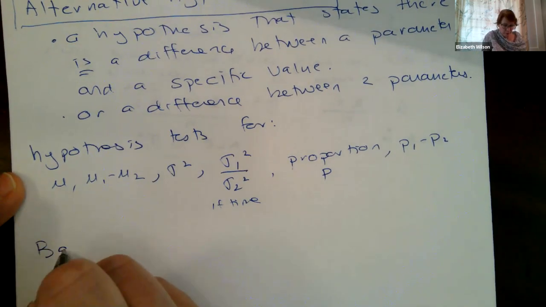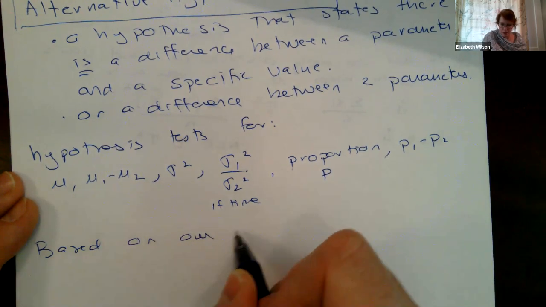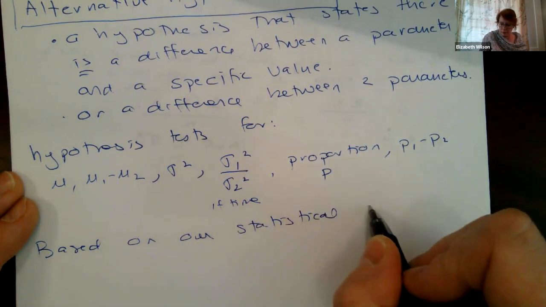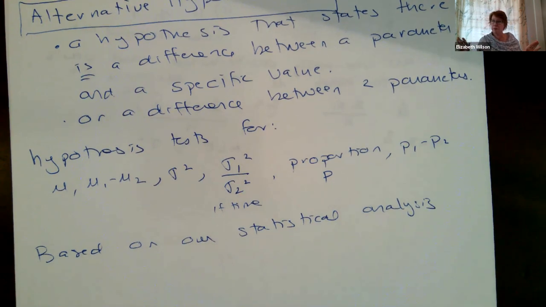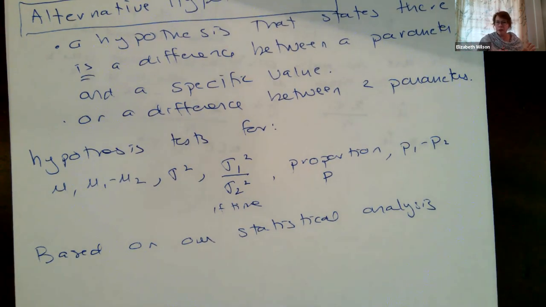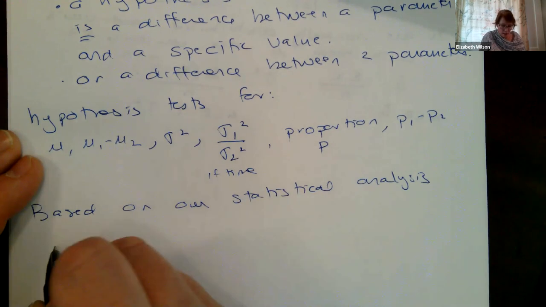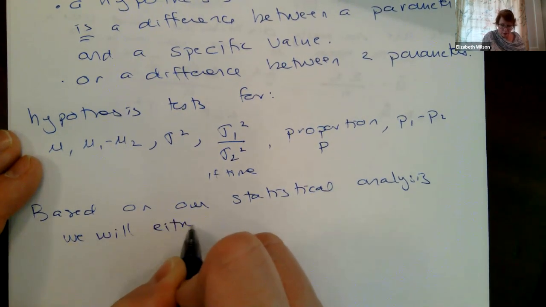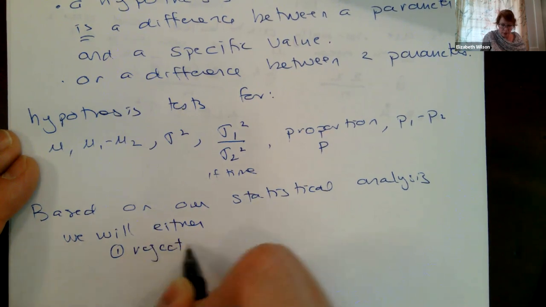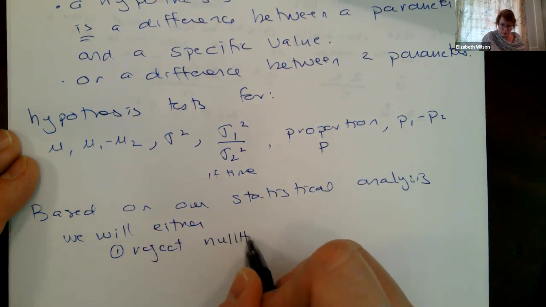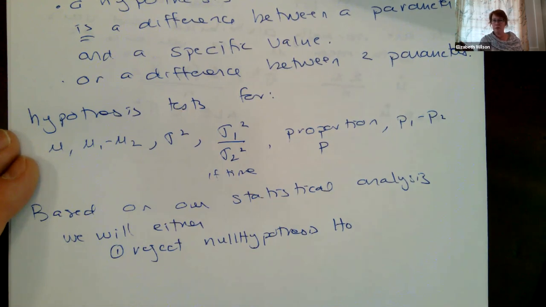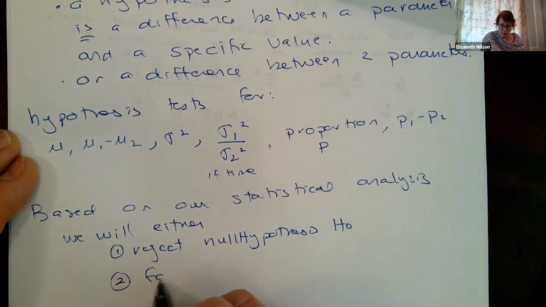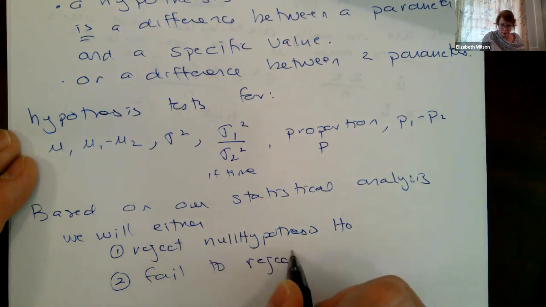So what happens is, based on our statistical analysis, we're either going to reject the null hypothesis in favor of the alternative hypothesis, or we're going to fail to reject. Let me write that down. It seems like I'm being specific, and I am. So we'll either reject the null hypothesis, right? So based on my statistics, I can say, oh, there is a difference between these things. Or I'm going to fail to reject our null hypothesis.